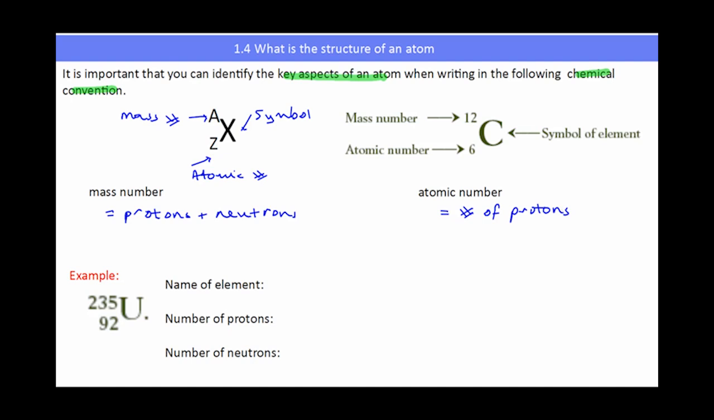So for example, we have uranium 235 92, so the name of the element U, that's uranium. The number of protons is the atomic number 92. To work out the number of neutrons, what we'd have to do is get the mass number and take away the number of protons. So it would be 235 take away 92, which is 143. 143 neutrons. The number of neutrons can be very different to the number of protons. However, the number of electrons in a neutral atom would be the same as the number of protons.